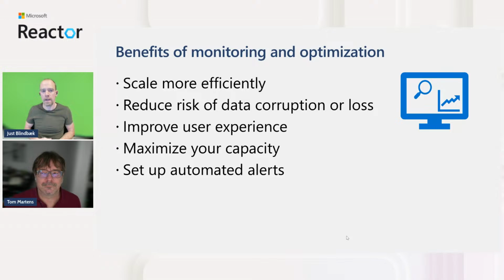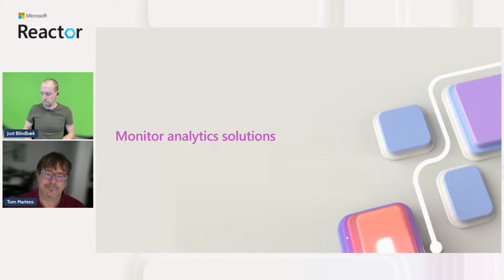So if you can monitor and be more proactive, then your users don't come and say, oh, it's slow. But if you can know it beforehand or at the same time as the users, then you can be proactive. So that is also around this, and that leads us to the automated alerts that you can actually set up inside Fabric. So monitoring and optimizing is actually a lot of different stuff inside Fabric.